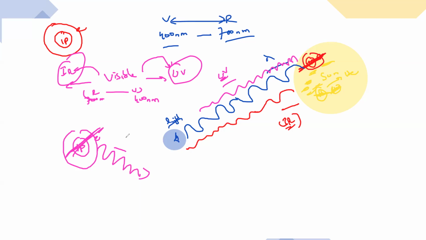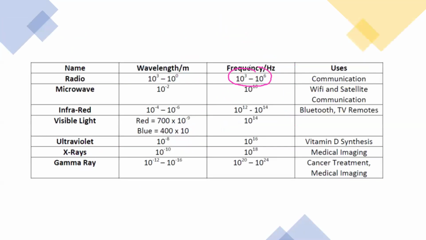So we have the order, for example, if it is vibrating, let's say this one, the table. If it is vibrating 10 exponent 3 to 10 exponent 6, meaning kilo to mega, what kind of wave will it have? This many vibrations in 1 second will produce a radio wave. But if it is vibrating 10 exponent 20 to 24, what kind of wave will it produce? It will produce gamma rays. So the vibration of the charged particle is actually the source of the electromagnetic radiations.